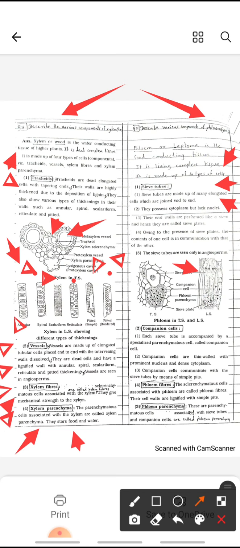The second tissue is companion cells. Each sieve tube is associated with special parenchymatous cells called companion cells. So these are companion cells. A distinct nucleus is present in companion cells.